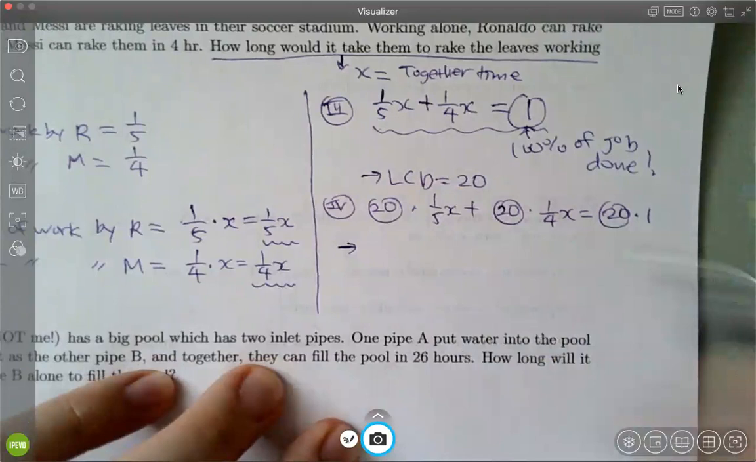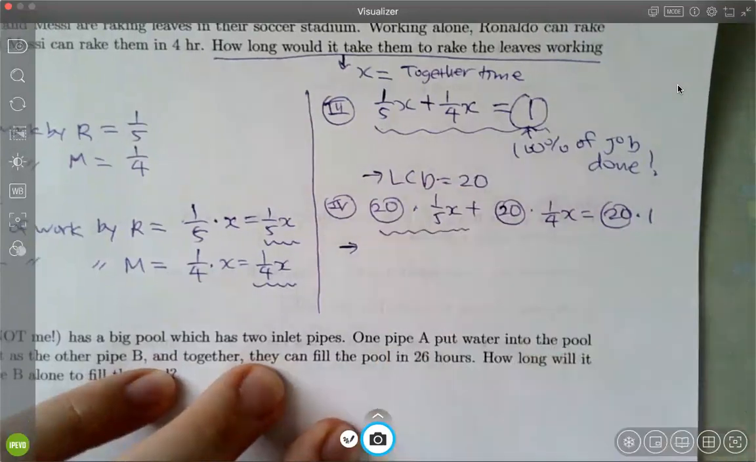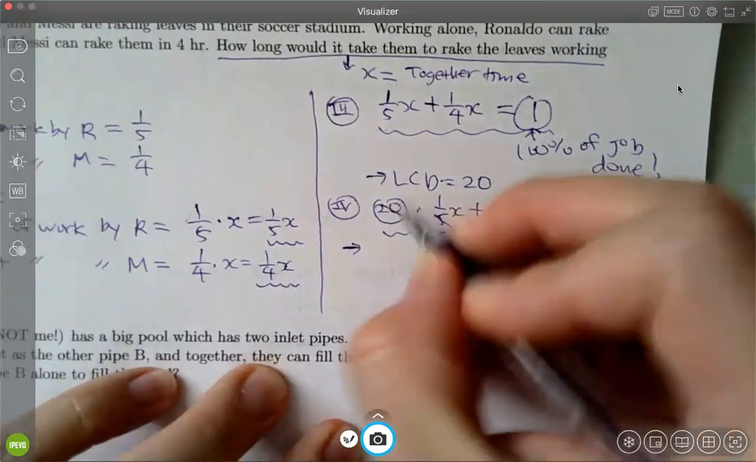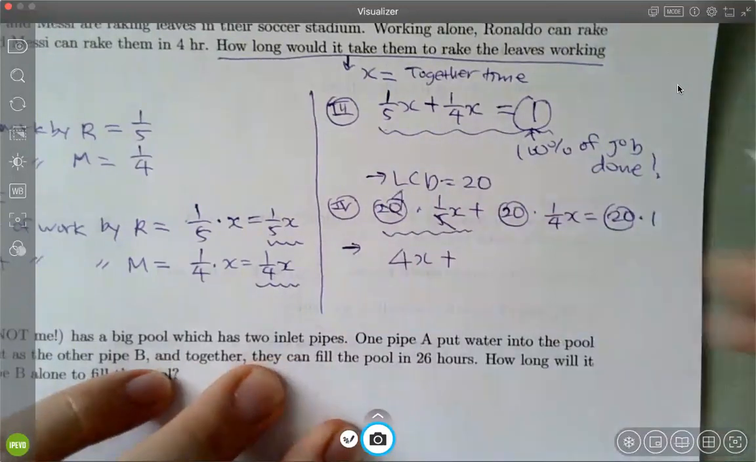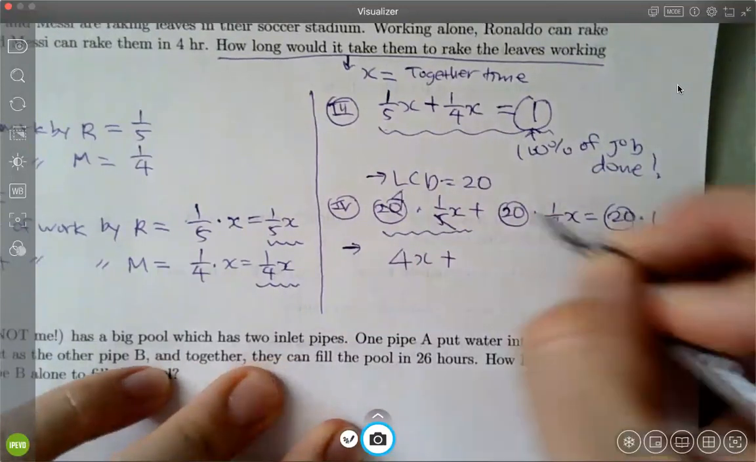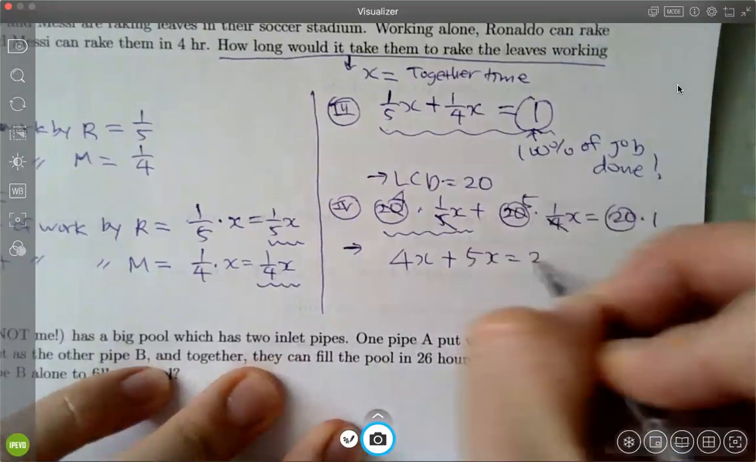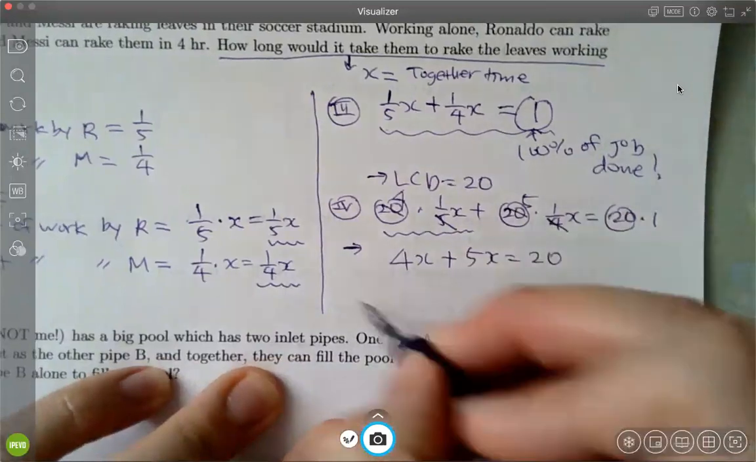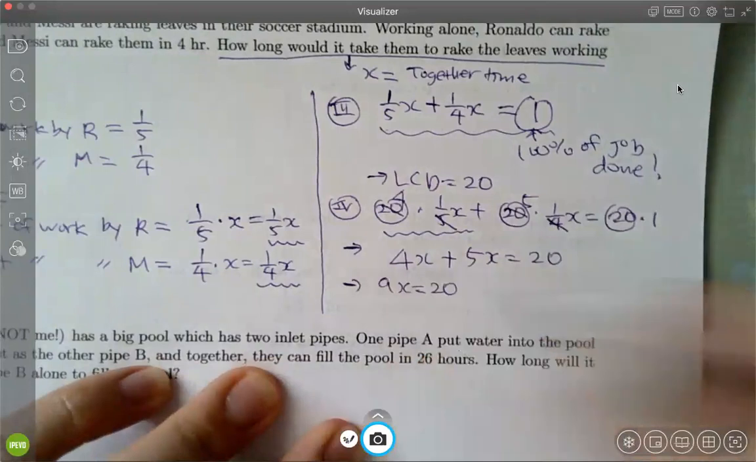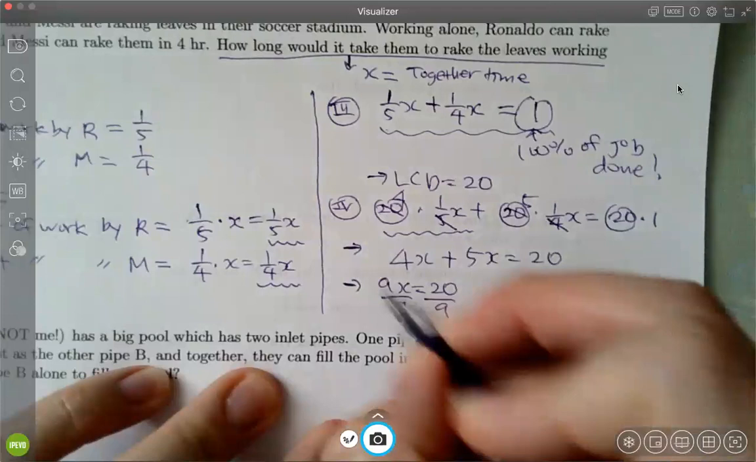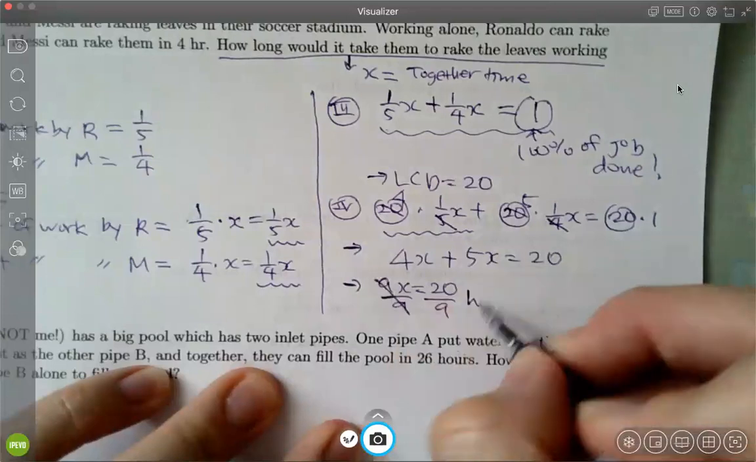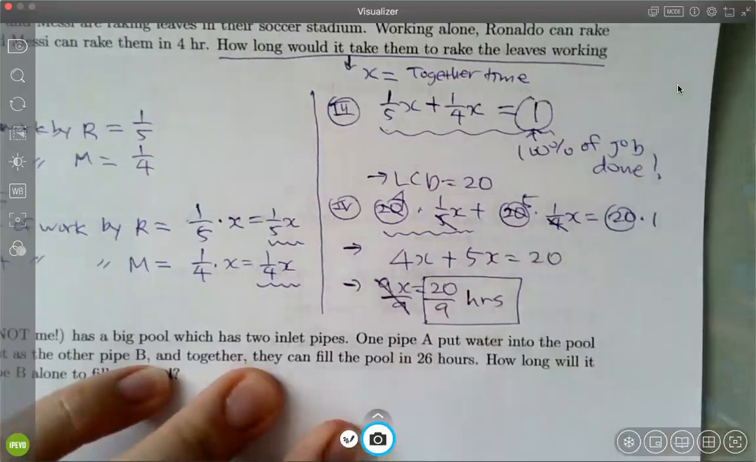4x. Yeah, 4x. And then 20 times 1/4x. 5x. 5x. And then is equal to 20. So we have what? 9x is equal to 20. So by dividing everything by 9, we get 20 over 9, which cannot be reduced, right? Hours.